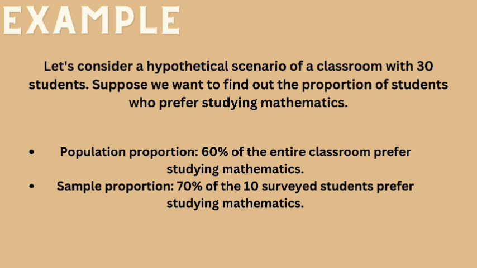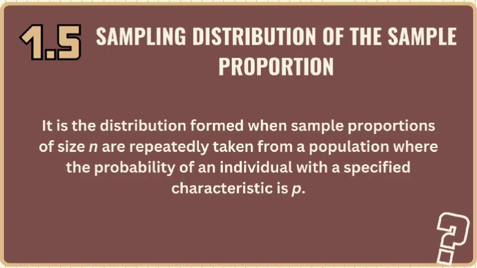Prefer studying math, while the sample proportion is 70% of the 10 surveyed students who prefer studying mathematics. So, what is the sampling distribution for our sample proportion? It is the distribution formed when sample proportions of size n are repeatedly taken from a population where the probability of an individual with a specified characteristic is p.